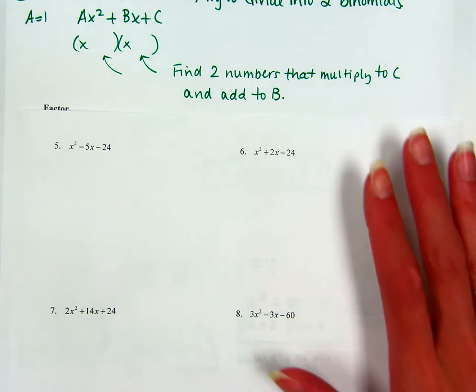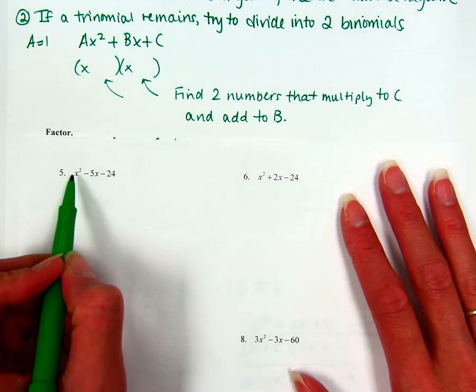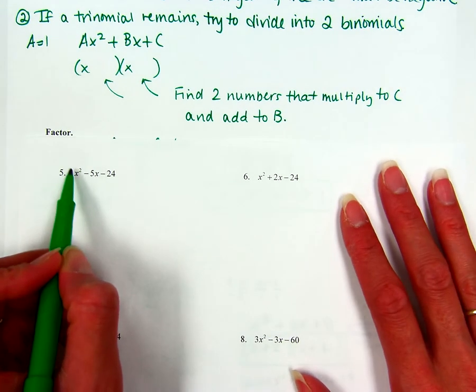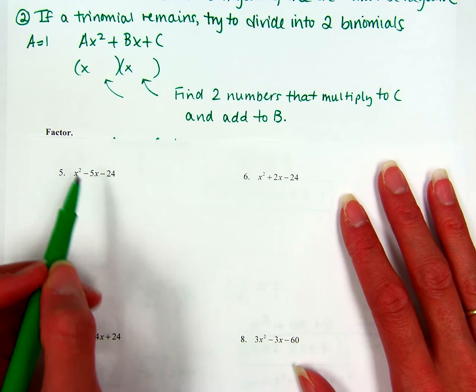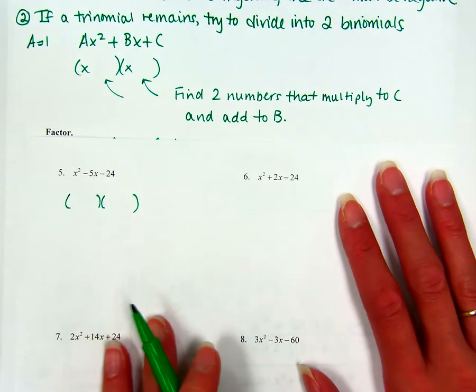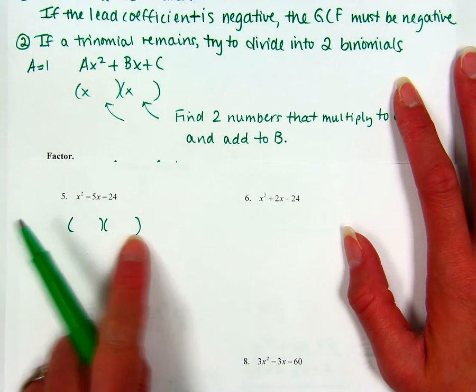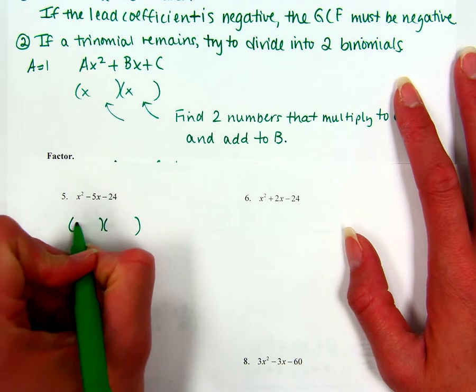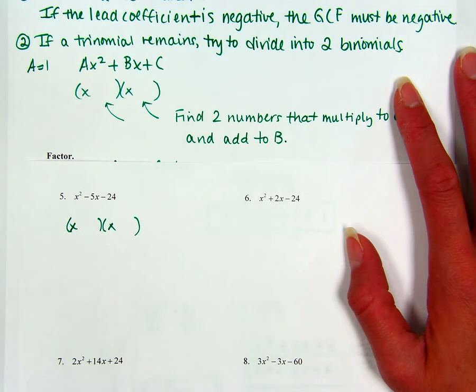All right, number 5. First look for a GCF. I'll give you a hint. If there's no coefficient in front of x squared, then there's not going to be a GCF. So we're just going to look for two binomial factors that we can divide the trinomial into. Since it's x squared, I know that it's going to be x and x.